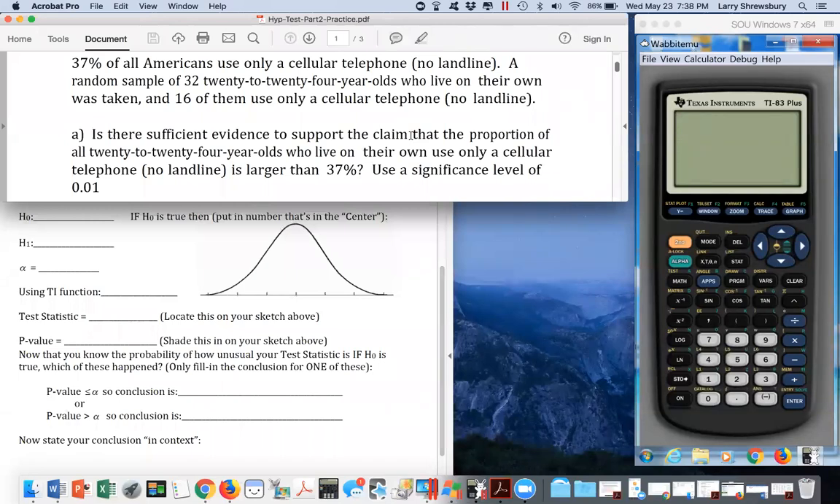Our next question is, what type of data is this? What are we doing to each of these 20 to 24-year-olds? Are we measuring something, or are we putting them into a category? We're putting them into a category. Either they're in the category of using only a cellular telephone with no landline, or they're not in that category. It's binary data.